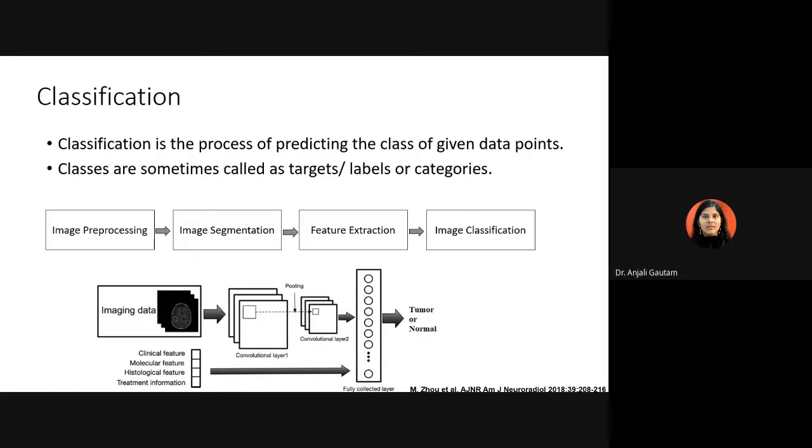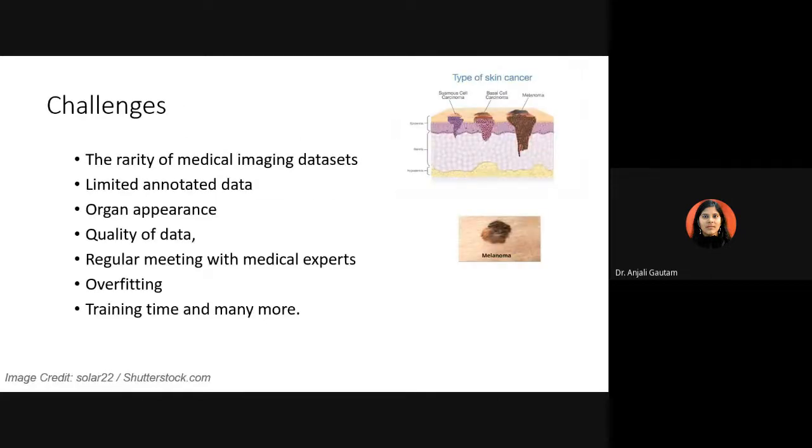Okay, so now what are the challenges related to medical imaging? The first and most important challenge is the rarity of medical imaging datasets. For example, you have taken some topic on which you have to do your PhD thesis or something new you want to do. In that case you will not be able to find the dataset. Then you have to collect it from the hospitals and clinics, and it is a very difficult task to collect the data.